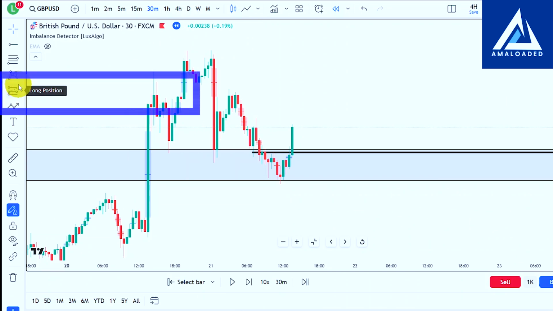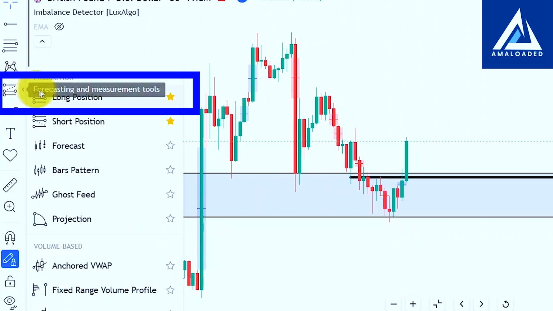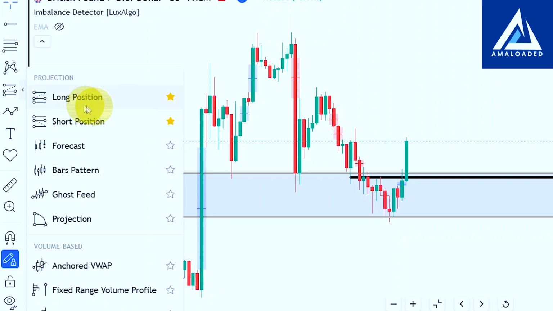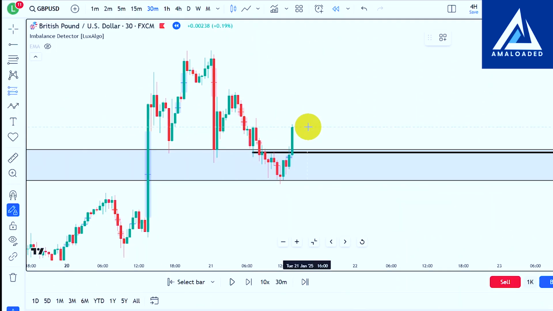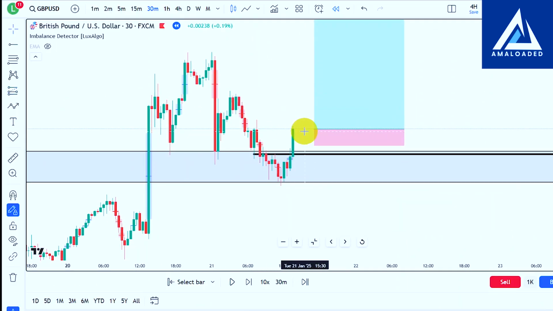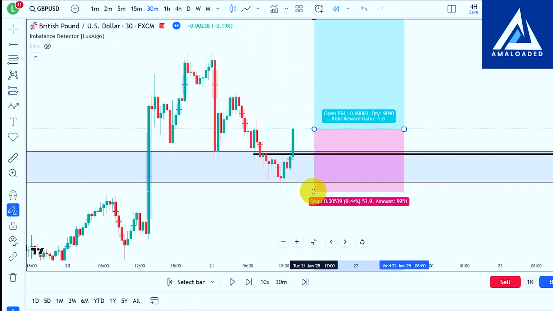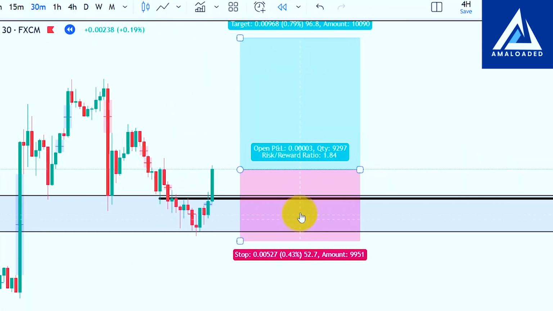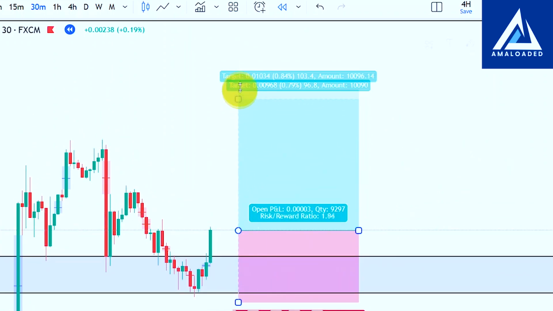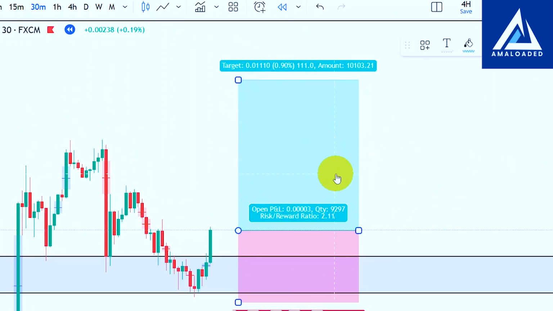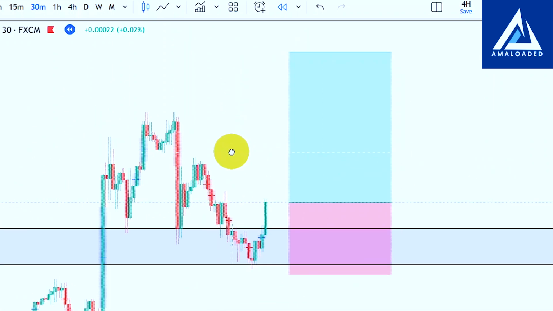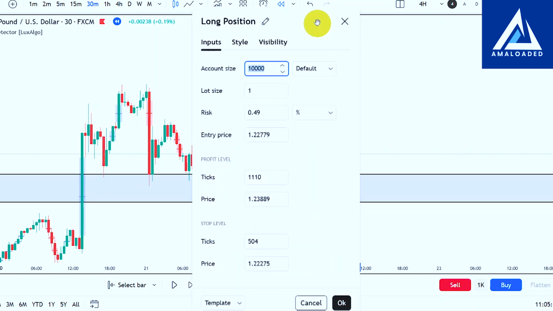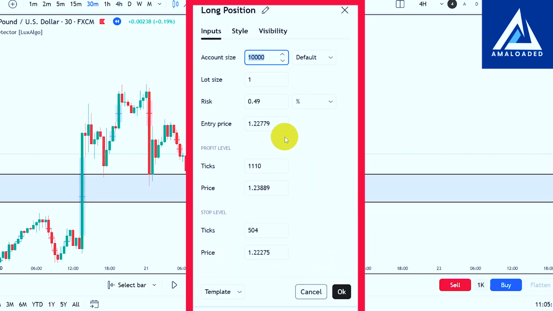If you go to your toolbar here, you click here, then you activate your long position tool, or you can favorite it so that it's going to appear on your screen. So let's click on our buy position long tool, then we activate it like that. Then we position our SL. This red zone serves as our stop loss zone, while the green zone serves as our take profit zone. If you double click on the stop loss, it's going to bring out a dialog box.